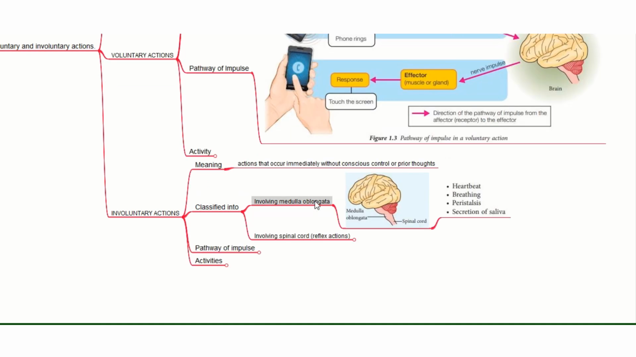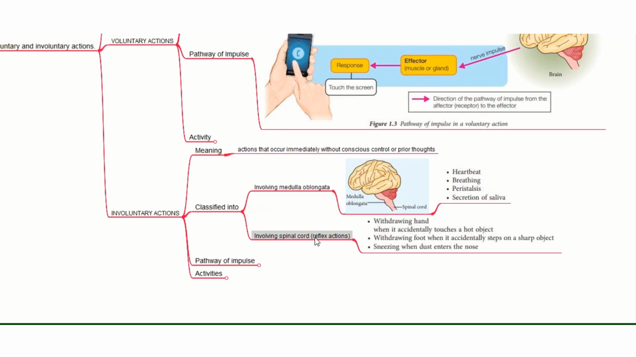reflex actions. All right, this is medulla oblongata. This is spinal cord. Heartbeat, breathing, peristalsis, secretion of saliva: all these involve the medulla oblongata. And then let's take a look at the process that involves the spinal cord, that are called reflex actions.